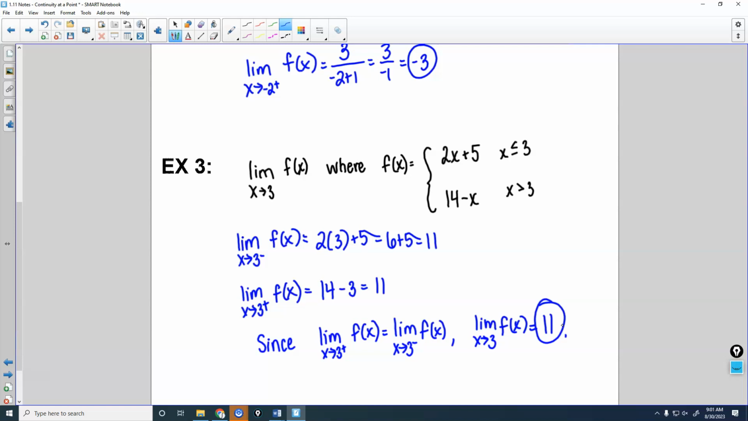Now, I've not proved continuity there. I've not proved it's continuous. I've just proved the limit exists. I would have to go further to prove continuity, which we'll see in some of the next problems. This is just showing the limit exists. Okay, questions there?